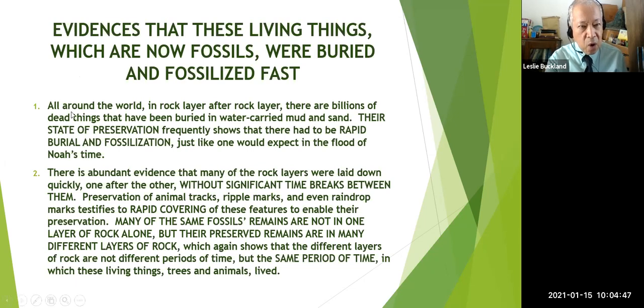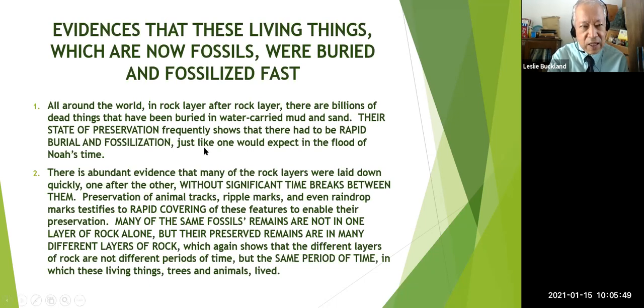Number one, all around the world, in rock layer after rock layer, there are billions of dead things that have been buried in water, carried mud, and sand, which have now hardened into rock. Their state of preservation. Now notice I have made these words capitalized because I'm emphasizing it. Their state of preservation, that is, they are so well preserved that they could not have eventually and slowly been buried and eventually and slowly turn into rock. Otherwise, they would have decayed.